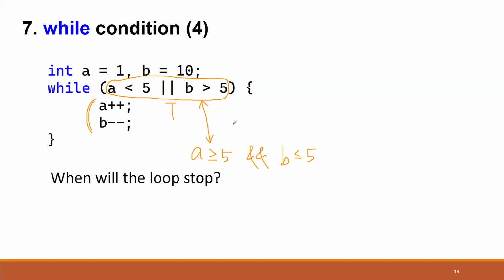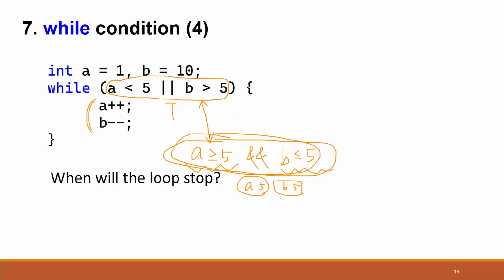Yeah. So the opposite of this condition is this one, right? If both conditions are true, right? So if A becomes greater than or equal to 5, B is less than or equal to 5. So maybe A becomes 5, B becomes 5, then it will stop, right? It will stop, okay? Yes. But in logical thinking, you should think about this condition, okay? This is the opposite. The opposite of the OR operator is the AND operator, right? The opposite of this one is this one, right?